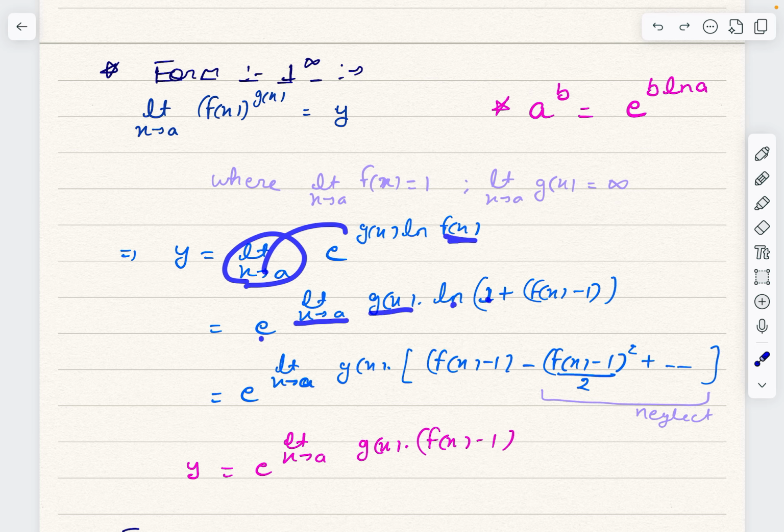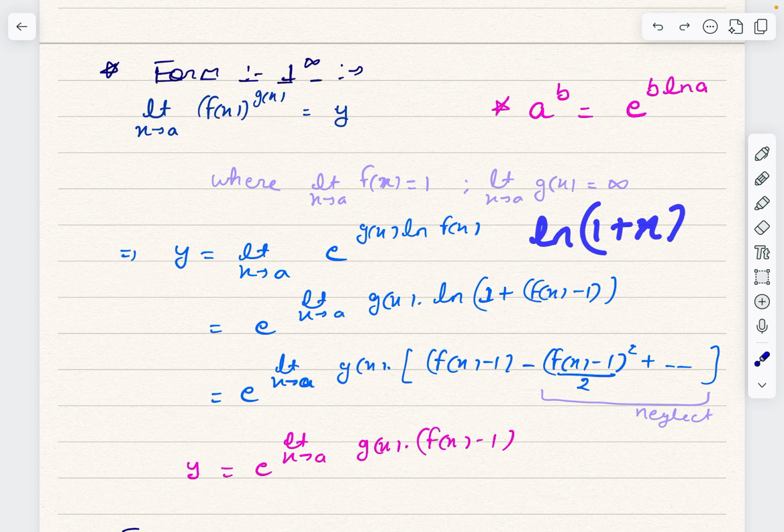You get e power the limit as x tends to a of g(x) times ln of f(x), where for f(x) I add and subtract 1, so we get 1 plus (f(x) minus 1). Why? Because we know the expansion of ln(1 plus x). So x here will be served by f(x) minus 1. So the expansion will be g(x) outside, times (f(x) minus 1) minus (f(x) minus 1) squared by 2, and so on.